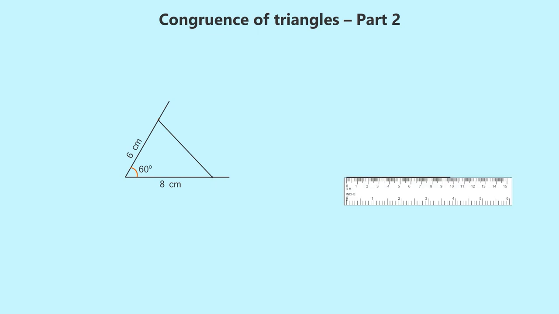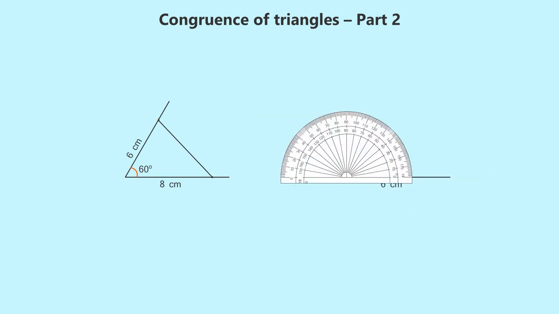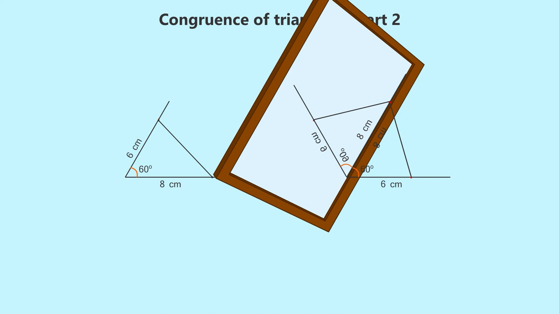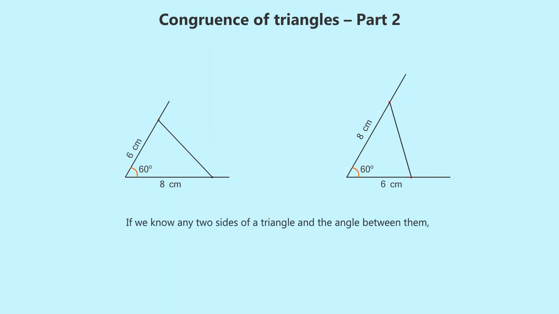If we understand how we drew this triangle, then we will realize that if we would have made a mark on the arms of the angle at 6 cm instead of 8 cm and marked 8 cm on the arm of the angle where it was 6 cm earlier, then we would have got the triangle like this. If you look carefully, you will realize that this triangle is the mirror image of the previous triangle. So, both these triangles are congruent. This means that if we know any two sides of a triangle and the angle between them, then any two triangles drawn using this information are congruent.